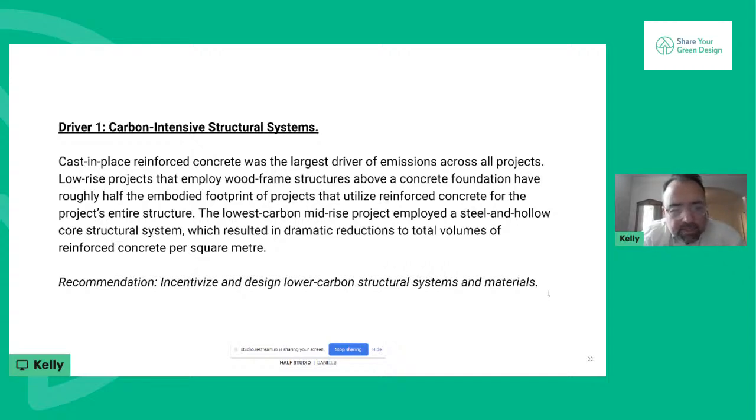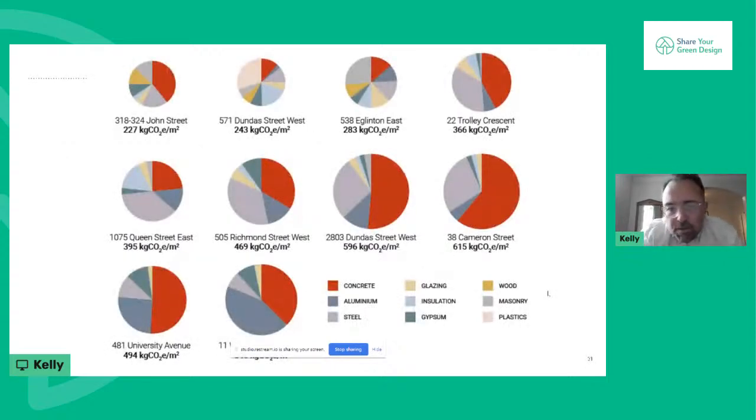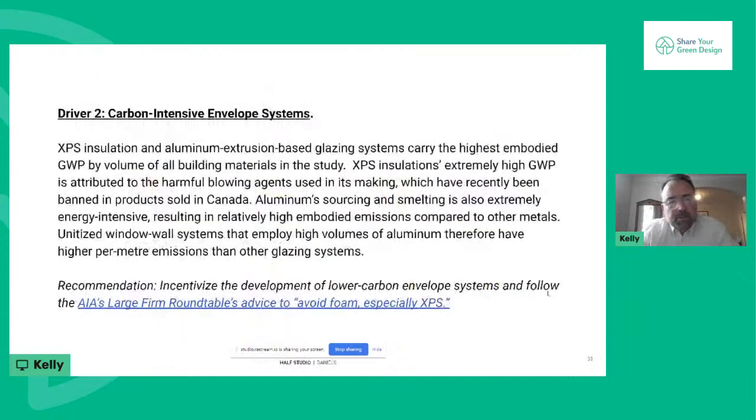And so these are recommendations that I made to planners across the country about what you can do from a planning or policy perspective to incentivize lower carbon structural systems, reduce materials, et cetera. Here's a view of those 10 projects through that lens, and you can see that concrete is the major force. The radius of these pie charts is representative of total emissions, and then the colors per material. And right after concrete is aluminum, or aluminium to most of the world.